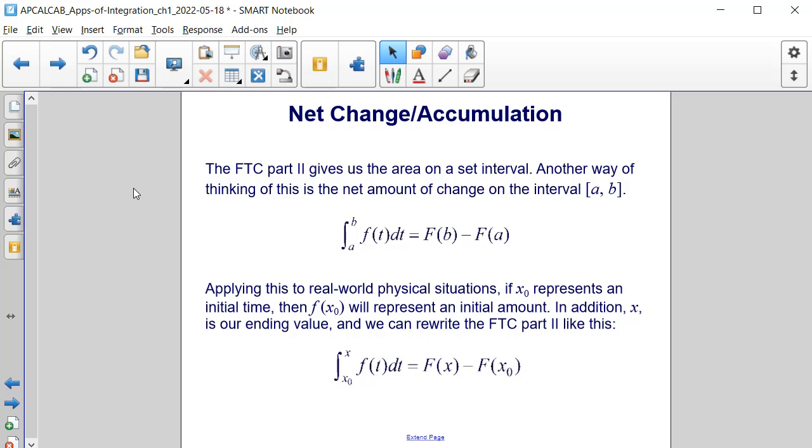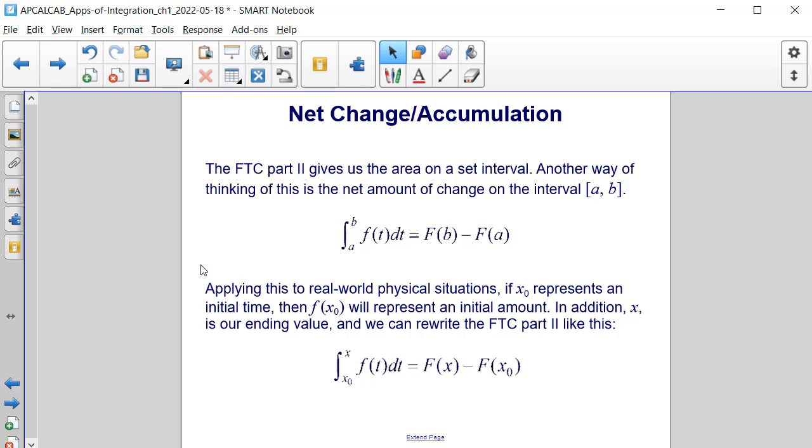The fundamental theorem of calculus part 2 gives us the area on a set interval. And another way of thinking of this is the net amount of change on the closed interval from a to b. So the integral from a to b of f of t dt is equal to capital F of b minus capital F of a.